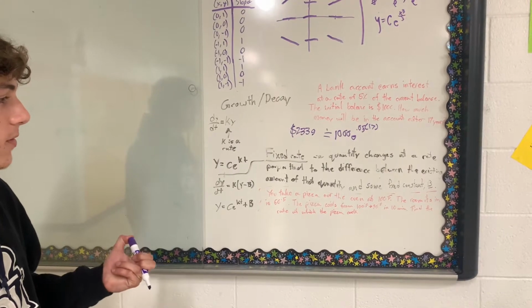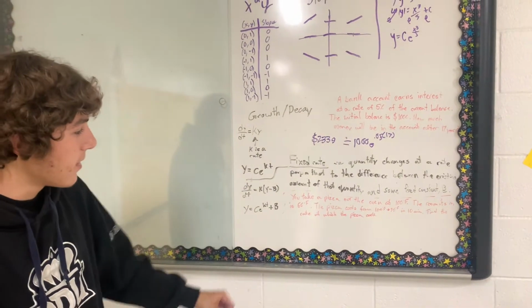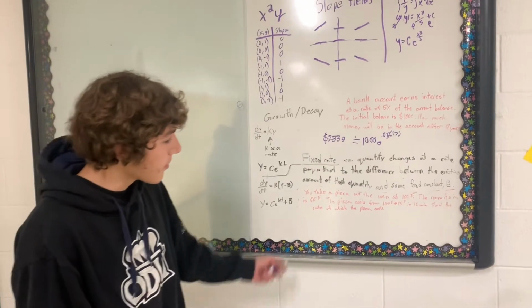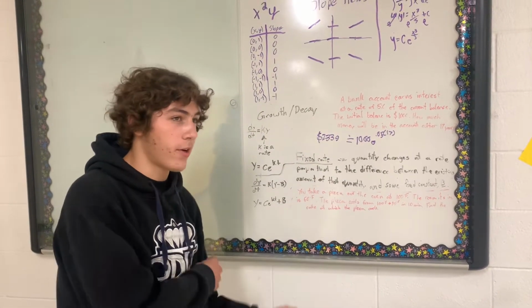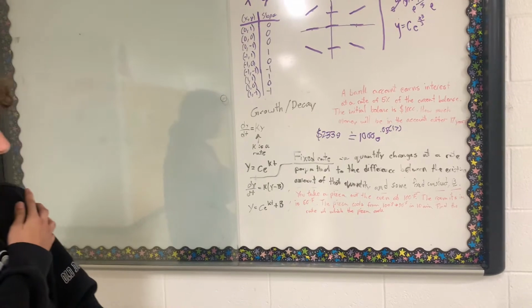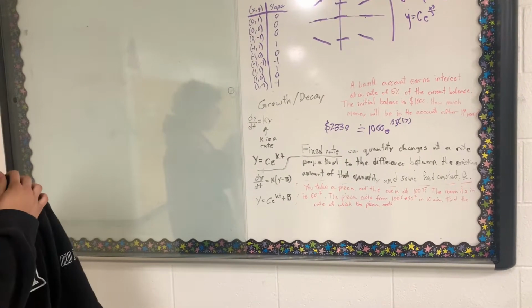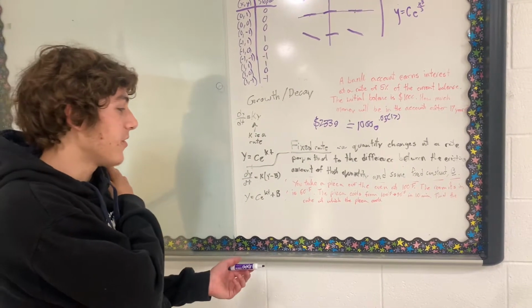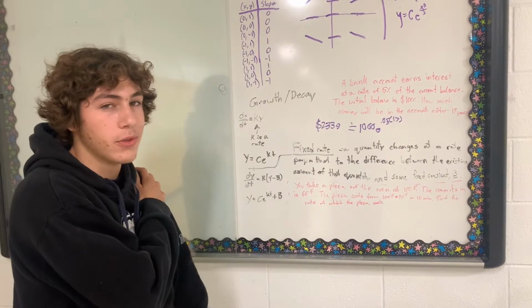But an example of this that might help explain it better is the pizza example. You take a pizza out of the oven at 100 degrees Fahrenheit. The room that it's in is 60 degrees, and the pizza cools from 100 to 90 degrees in 10 minutes. You get the final rate at which it cools.